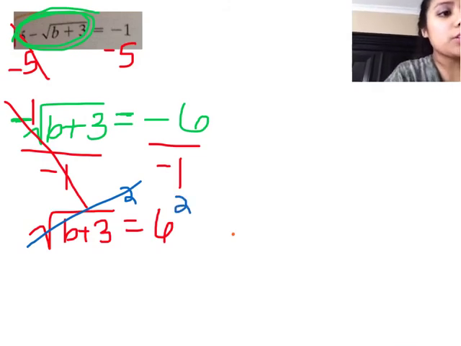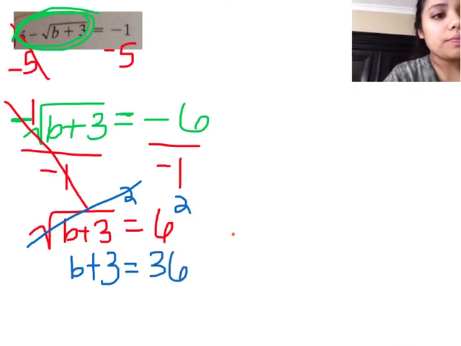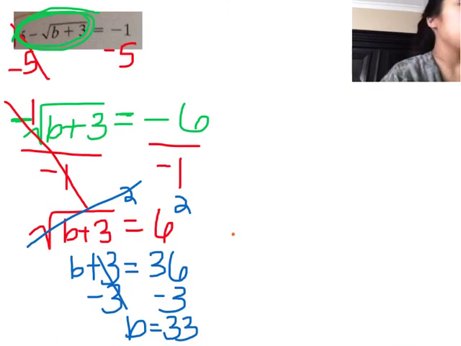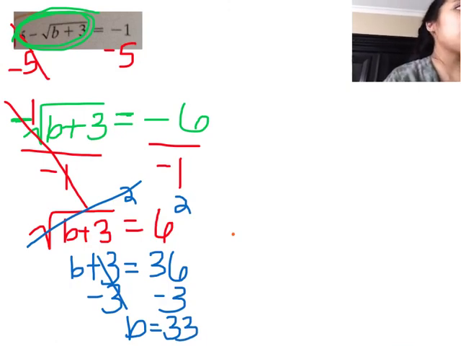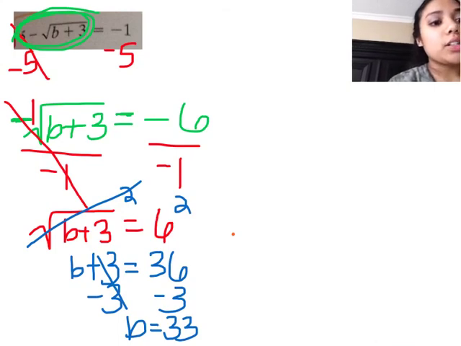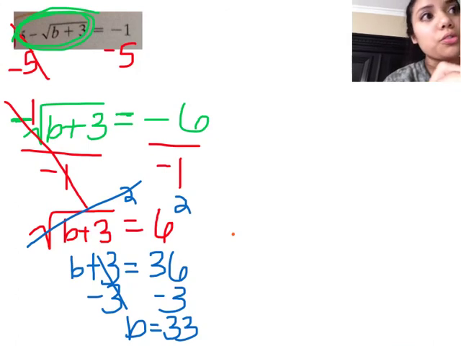Whatever you did on one side, you do to the other. And you're left with b plus 3 equals 6 squared, which is 36. And now I subtract 3 from both sides to get b by itself. So b equals 33. Now I need to check to see if it's true or not. Because if it's not true, that means that it's an extraneous solution, and that means that there is no solution.